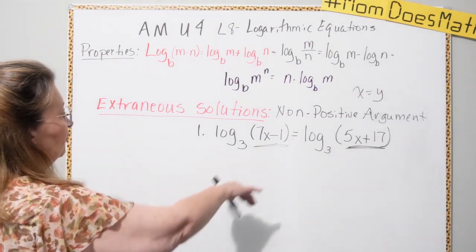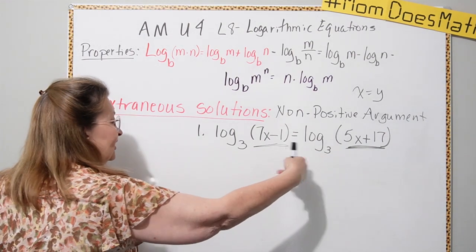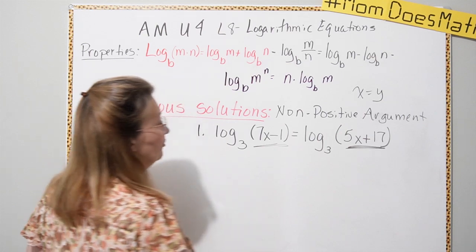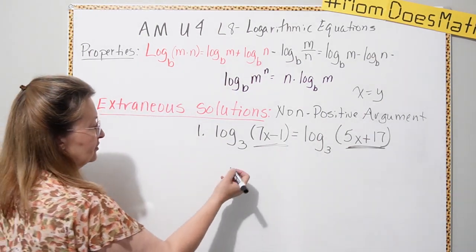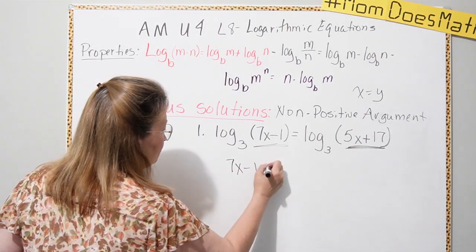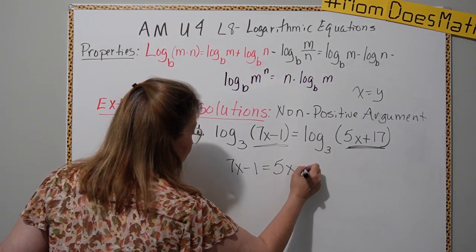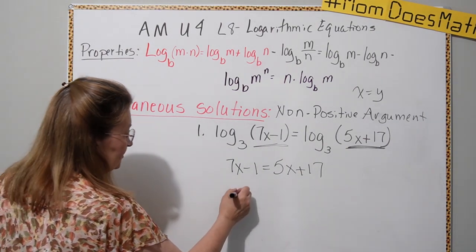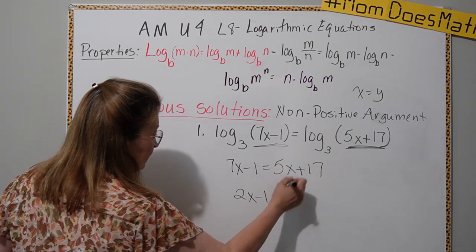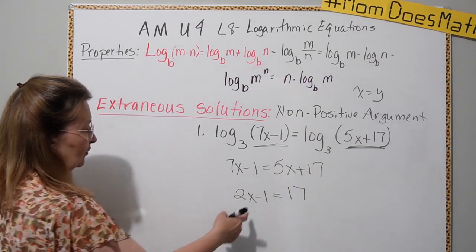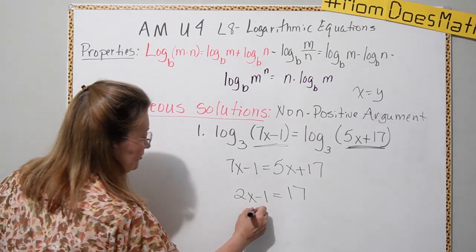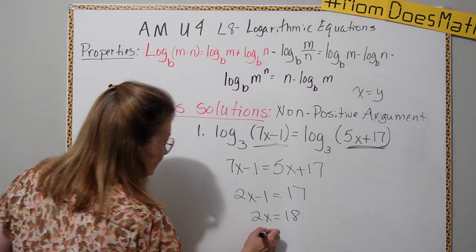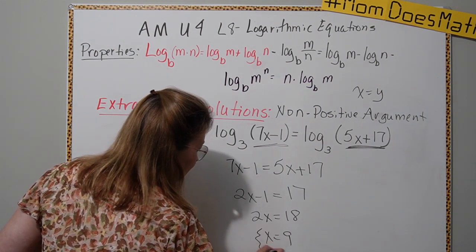So let's look at number 1. Fortunately, there is no condensing to do on this one. We have a single log base 3 over here and a single log base 3 over there. So all we're going to do is take the argument, 7x minus 1, and set that equal to the other argument, and then solve. We can subtract 5x from each side, so that's going to give us 2x minus 1 here and 17 there. Then we can add 1 to each side to get rid of the minus 1. So now we have 2x is equal to 18. And then we divide both sides by 2. So x is equal to 9.